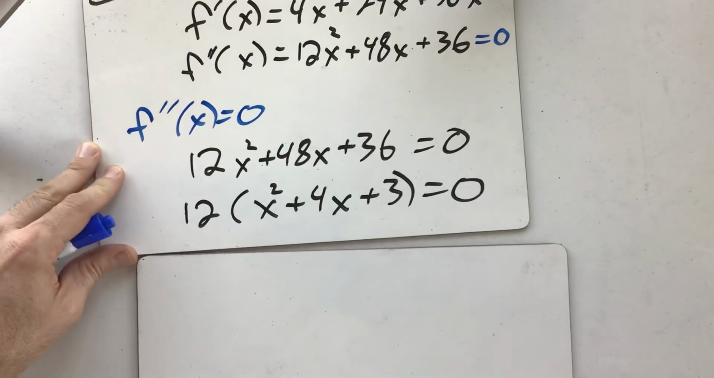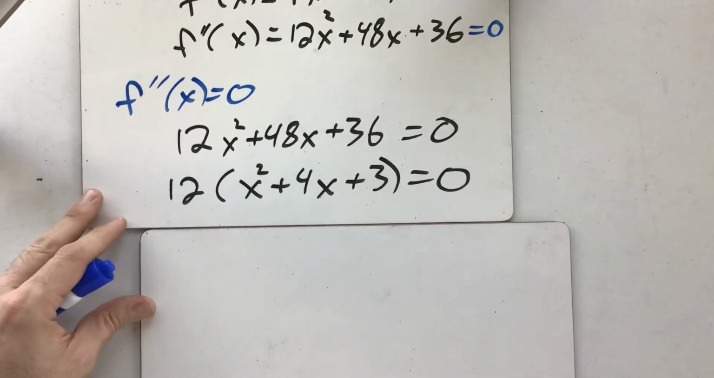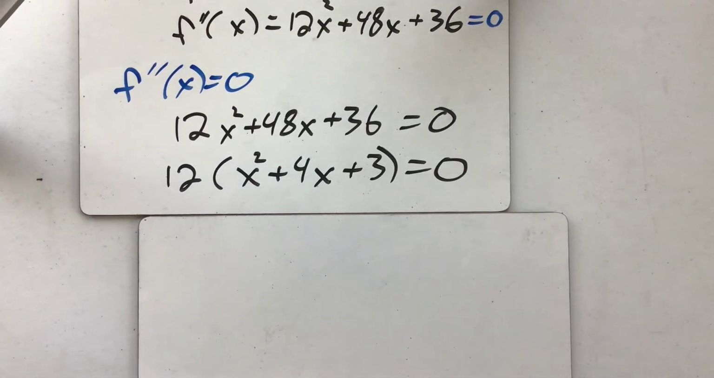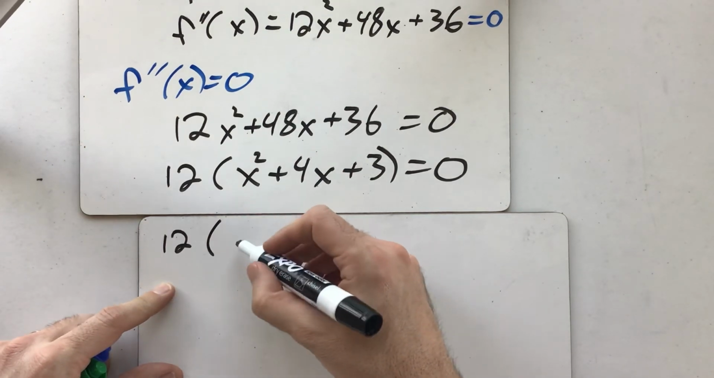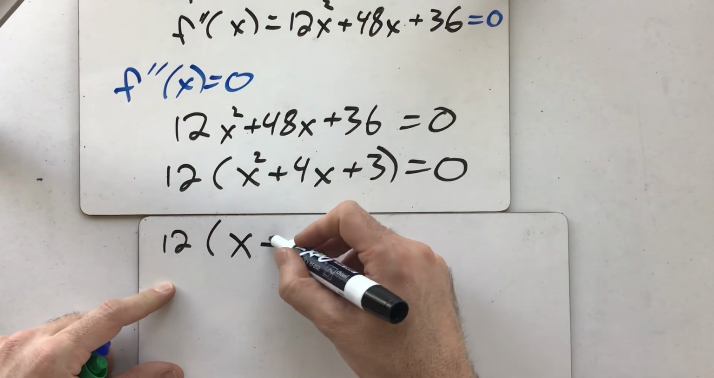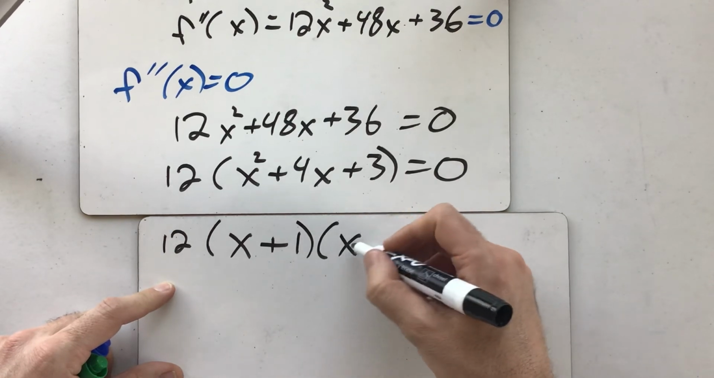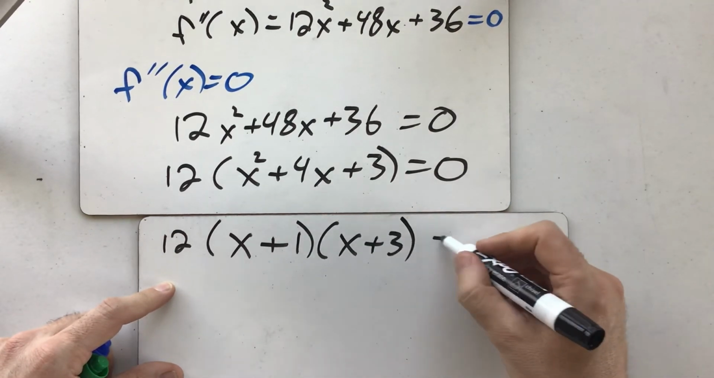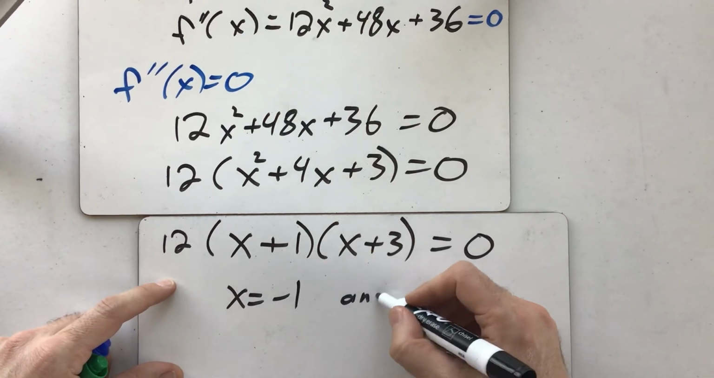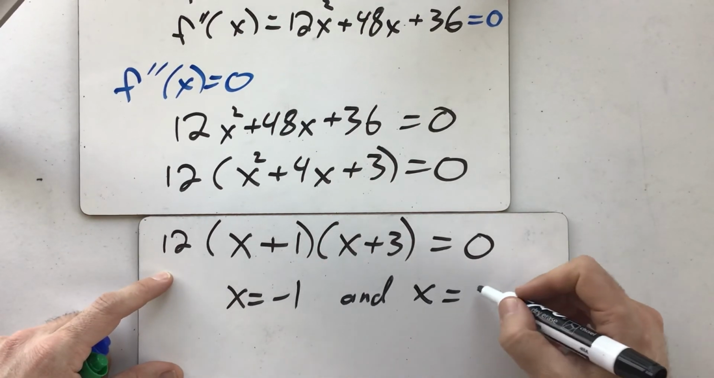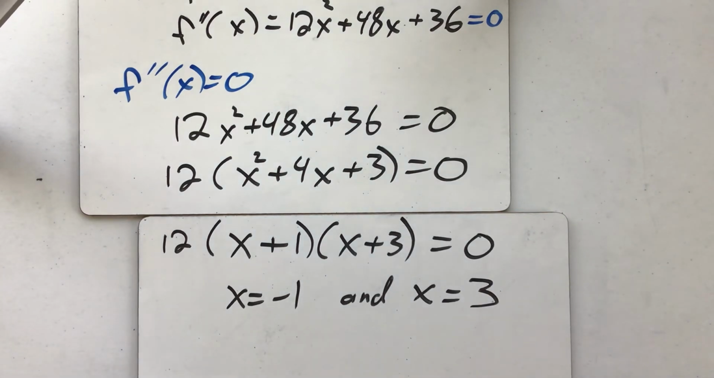Okay, so now I'm going to see if I can factor it, and it looks like I can. A little bit surprised that I can, but it looks like we've got x plus 1 times x plus 3 equals 0, so it looks like I've got x equals negative 1 and x equals negative 3 for my solutions.